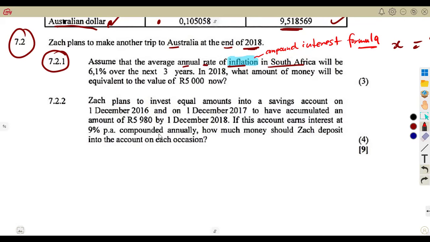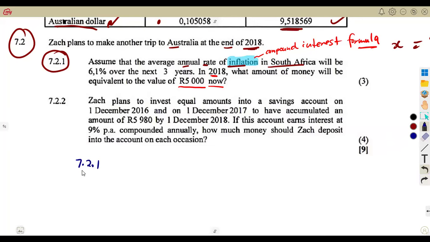So the question was, what amount of money will be equivalent to the value of 5,000 now in 2018? In 2018, what is going to be the value? So what are they asking there? The accumulated amount. In inflation, how do you best work with inflation?